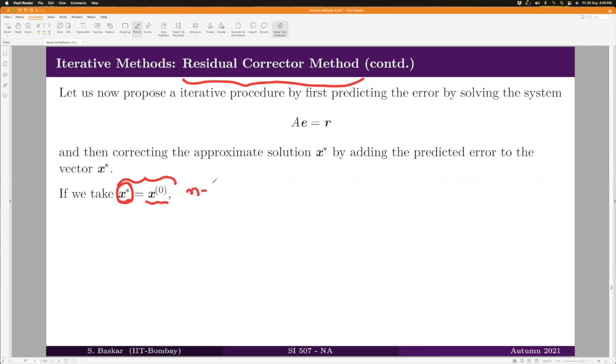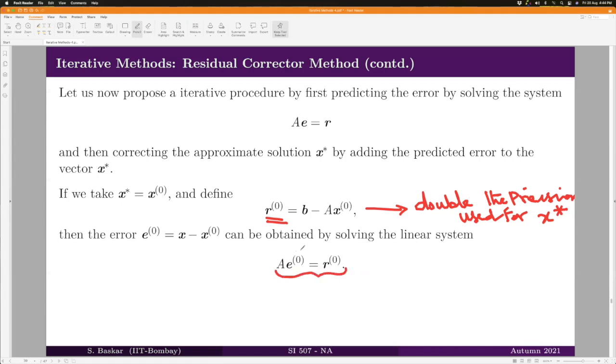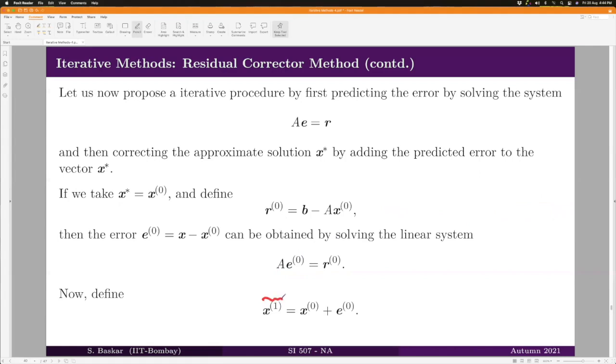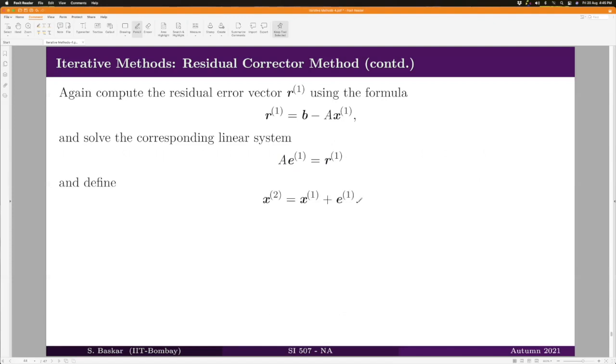You have used n-digit rounding or chopping. Then you find the residual vector of x naught and call it r of 0. Remember, that has to be done with double precision. Once you get r naught, you again solve this system to find E naught. And once you have E naught, define x1 as x naught plus E naught. Obviously, we expect the vector x1 to be closer to the exact solution than x naught, right? And once you have x1, again find r1 and then plug in r1 as the right-hand side and solve the system A E1 equals r1. That gives you E1. Once you have E1, you add that E1 to x1 and call it x2.